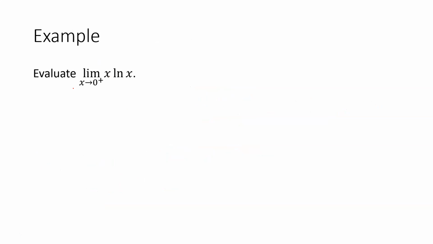Say, for instance, I want to find the limit as x approaches 0 from the right of x times ln x. Just to remind you, ln x looks like this, the graph of ln x. So it goes to negative infinity as x approaches 0 from the right. It's got that vertical asymptote. So this will be in that form 0 times infinity here. That's negative infinity.